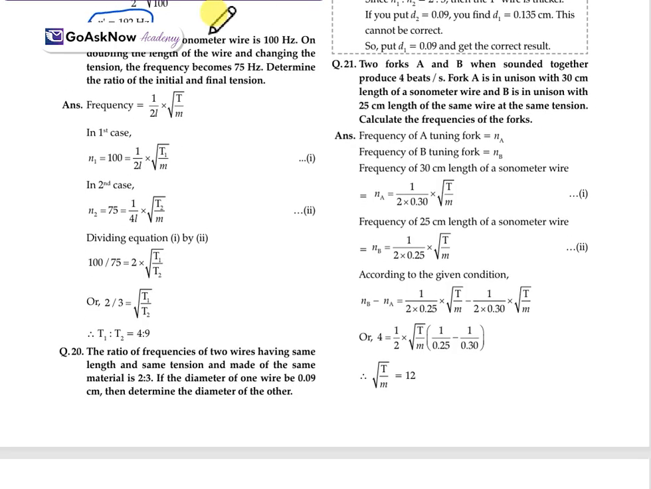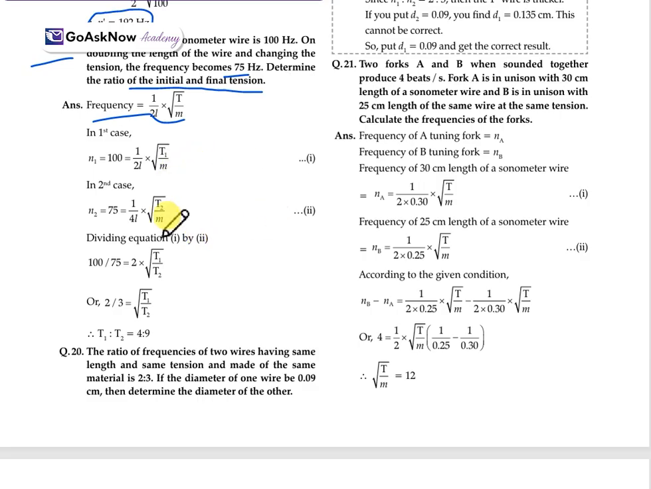Now, the frequency of the sonometer wire is 100 hertz. On doubling the length of the wire and changing the tension, the frequency becomes 75 hertz. Determine the ratio of the initial and the final tension. So, firstly, again, we know the formula of frequency. For the first case, accordingly, we'll put the equation. For the second case, whatever condition has been given in the question, accordingly, we'll make the equation.